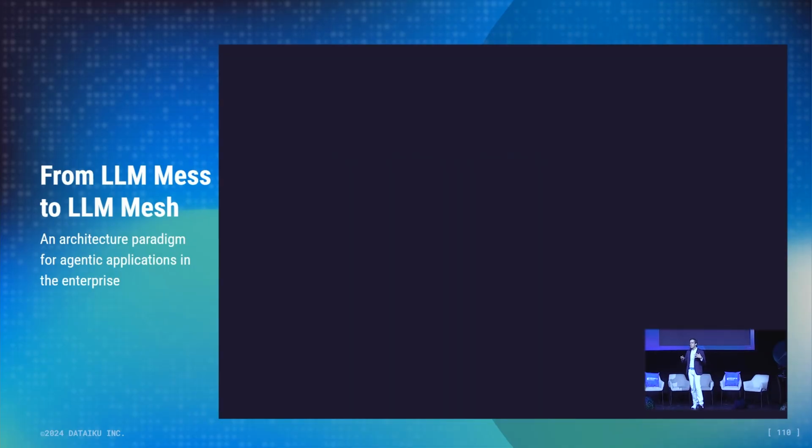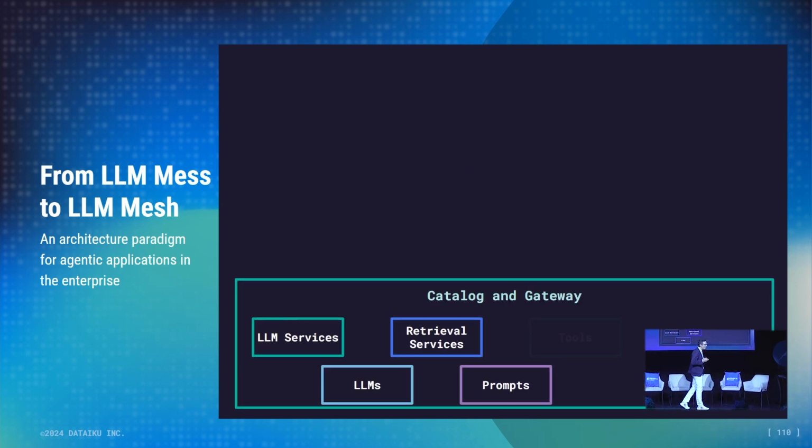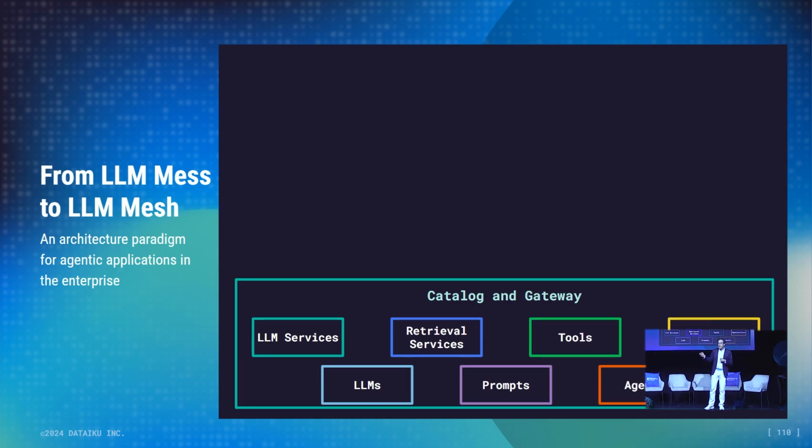So, from that mess, the LLM mess, we get to an LLM mesh. And so ultimately, what the LLM mesh looks like is a catalog and gateway where you have access to all of those different objects and services that you're going to be building with. Your LLMs, your LLM services, your retrieval services. Your developers then have all of these different components available to them.